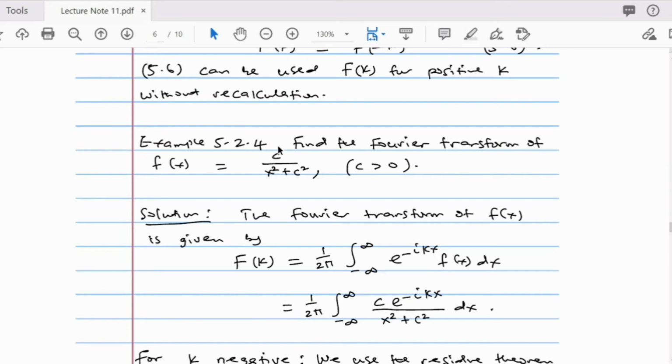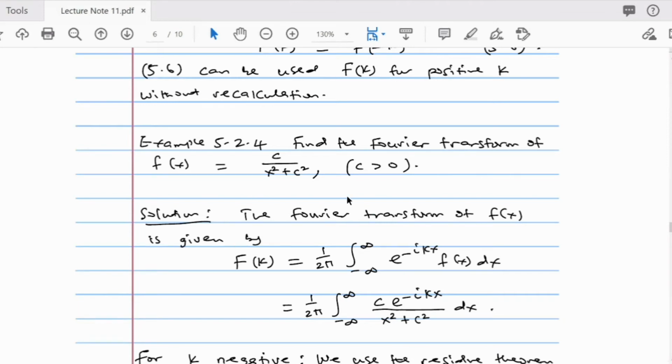So you must know that you are integrating over the whole of R. So I want to find the Fourier transform of f of x, small f of x, which is c over x squared plus c squared, where I assume that my c is a positive number. So the Fourier transform is given by definition. This is the definition of Fourier transform. Is that okay?